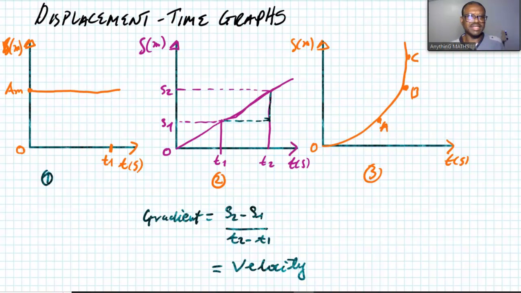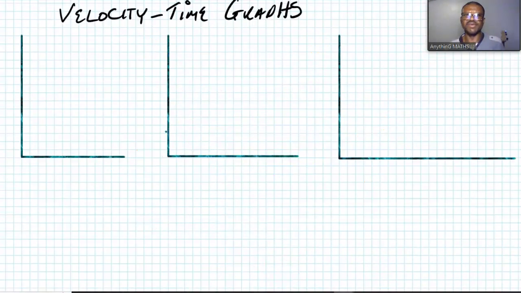Let's have a look at the velocity time graph, because most of the questions are based on velocity time graph because they have many applications. So first of all, with the velocity time graph, we have to label them. So this one will be t of x and v of m per second. We have 0 here.